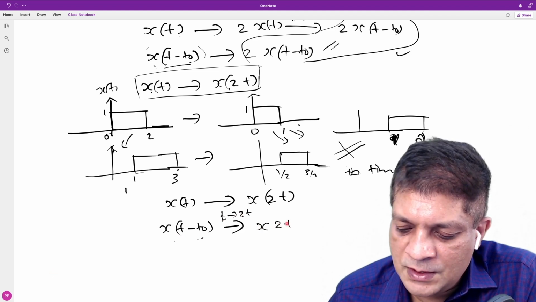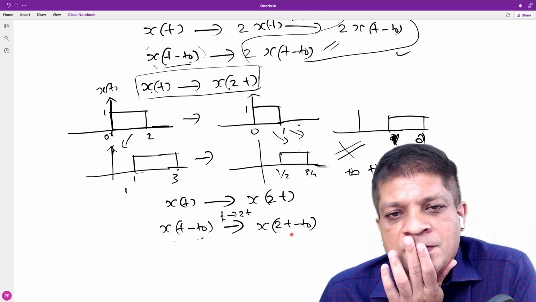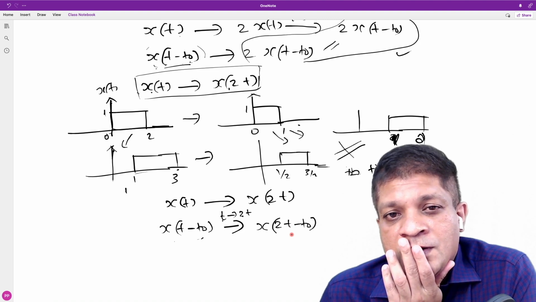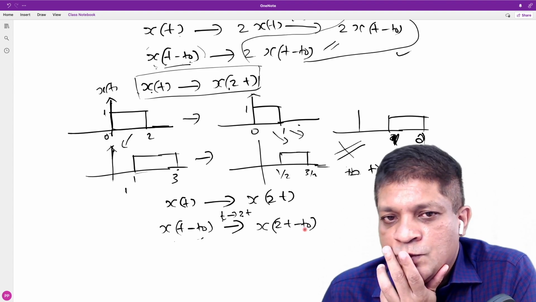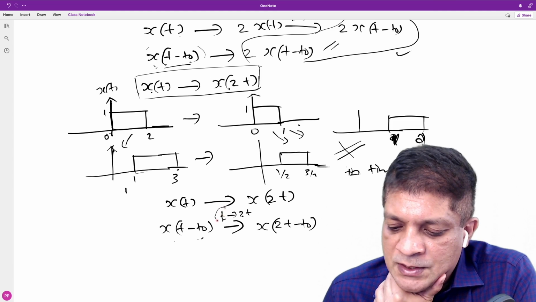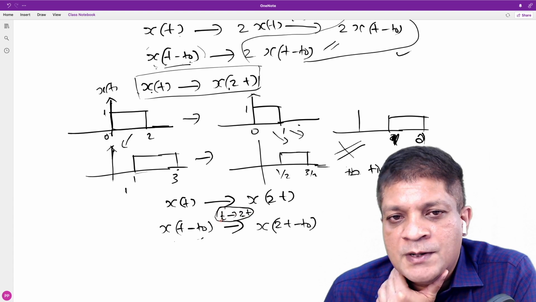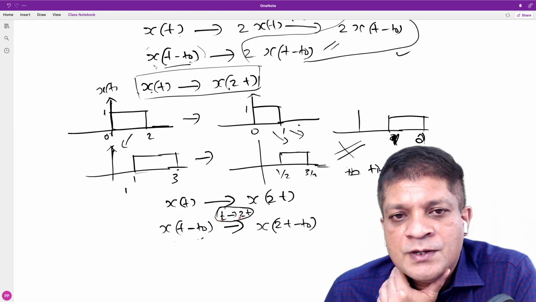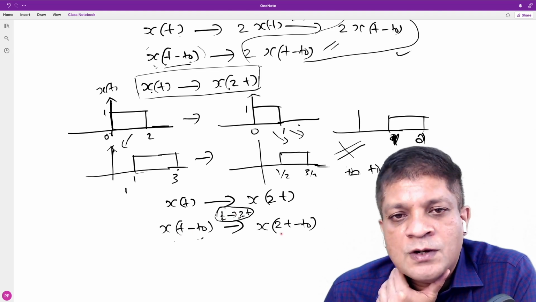Is it x(2t) minus t naught? Are you saying minus 2t naught? No, because the compression operation is to replace the independent variable with 2t. Here t is the independent variable. Replace t with 2t. That is the compression operation. So this is the output signal.